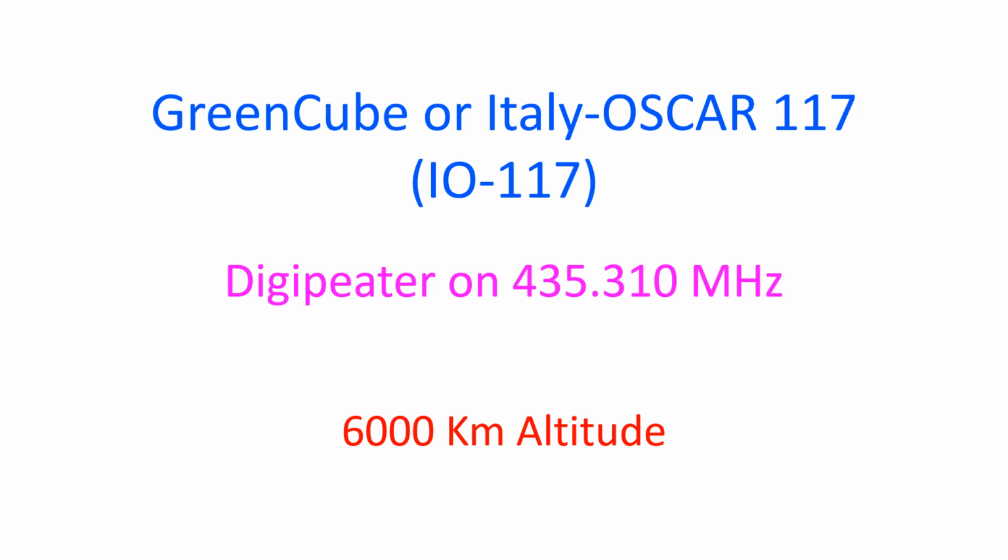An example of a MEO is the Green Cube or Italy Oscar 117, IO-117, which orbits the Earth at an altitude of 6,000 kilometers. It has a period of 228 minutes. Green Cube has a digipeater on 435.310 MHz in the 70 cm amateur radio band.